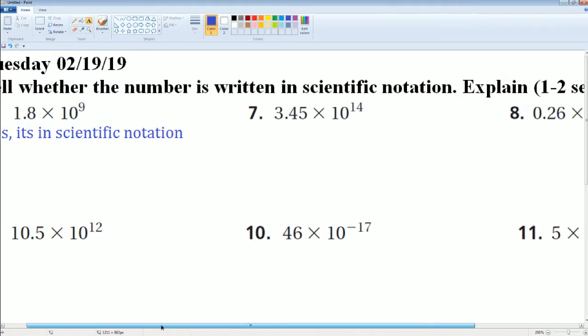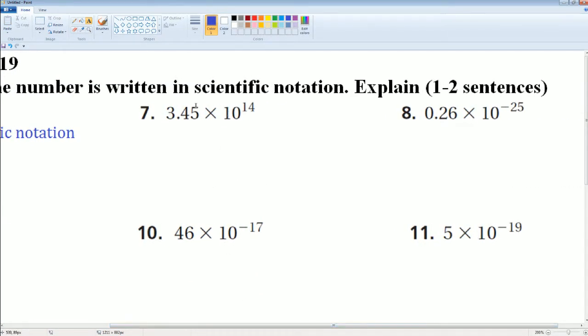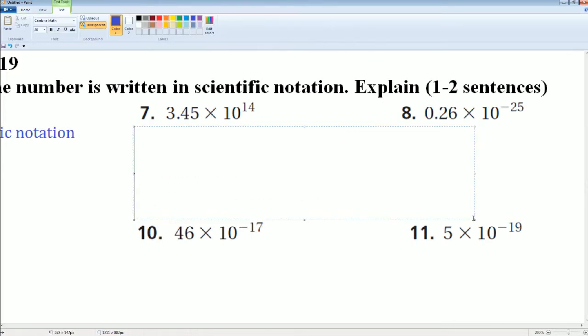Good. Next one. Is the factor in between 1 through 10? Yes. Is the exponent an integer? Yes. So we would say yes. It is in scientific notation.